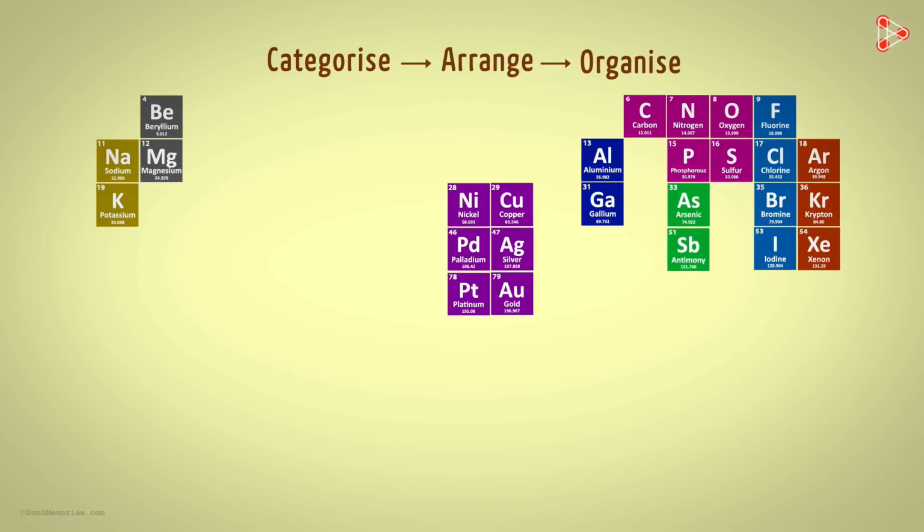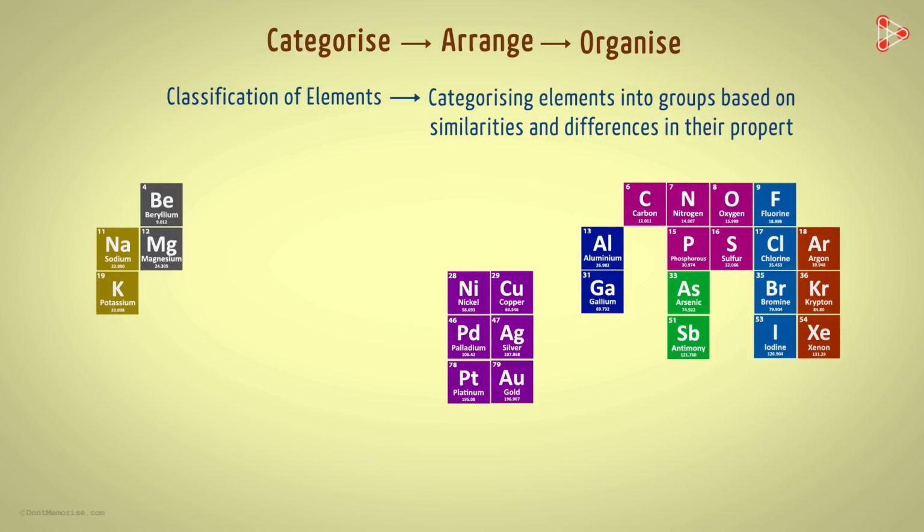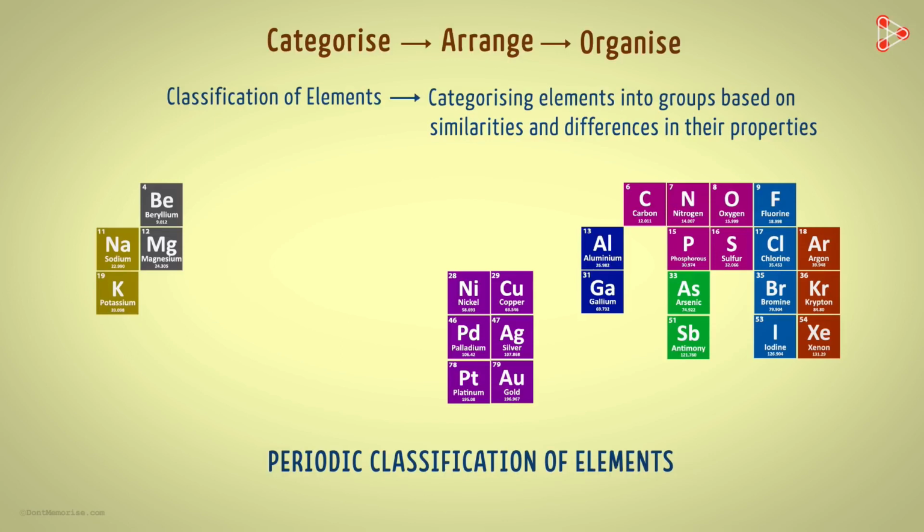This is how we organize the elements. And this process of categorization helps us study the elements with ease. In other words, we've classified the elements here. Classification of elements is categorizing the various elements into groups based on similarities and differences in their properties. The classification system helps us in grouping the various elements into categories which we refer to as the periods. Hence, the system is also referred to as the periodic classification of elements.